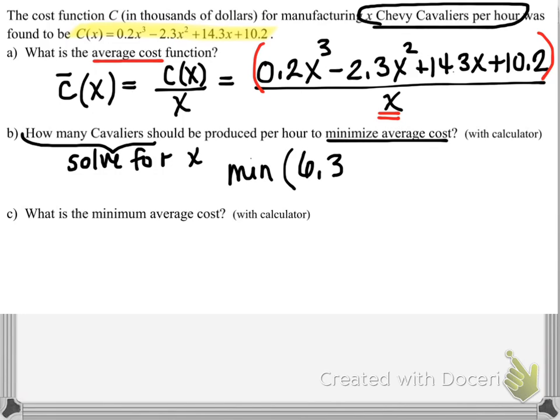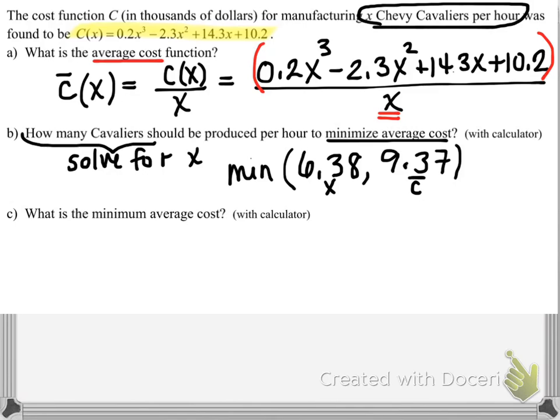6.38 if you round to 2 decimals for the x value, and then 9.37 approximately for the y value. Now remember, this is the x value and the y value on the calculator, but we were graphing average cost. So 6.38 is my x value, but 9.37 is my average cost value. So to answer part B, how many Cavaliers should be produced per hour to minimize the average cost? Well, it would be 6.38 Cavaliers.